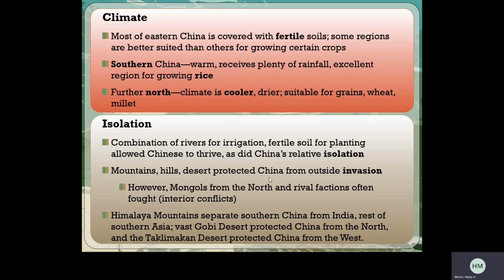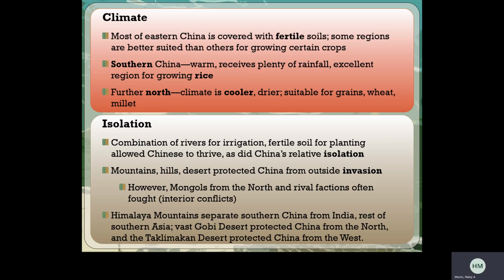Ancient China's climate. Most of eastern China is covered with fertile soils. Just like the other civilizations we've talked about, they're covered with fertile soils. Some regions are better suited than others for growing certain crops. In southern China, it's warm and receives plenty of rainfall, which makes it an excellent region for growing rice. Rice really thrives in an environment that's warm and has a lot of rain and is a little bit more humid maybe.